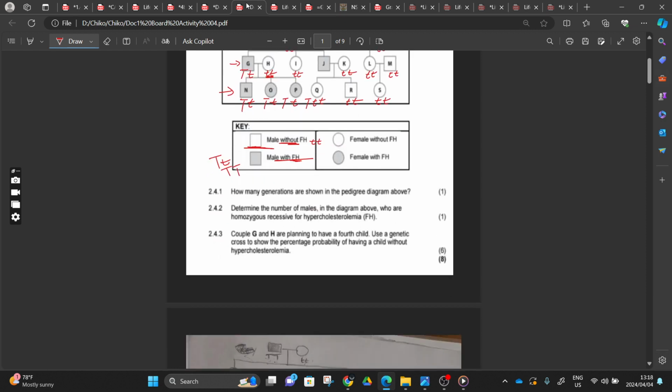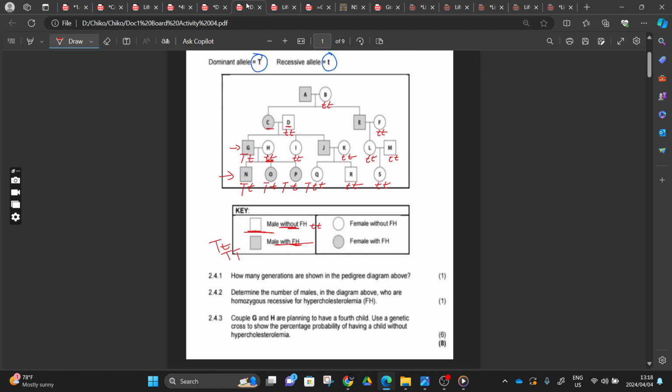And then the question was how many generations are shown in the pedigree diagram. Or they can also ask you what the diagram is. They can also bring different questions, right? And then the family one, we are seeing it for the second time, if not the third time, and then we can count them: one, two, three, four. Then 4 generations, right? And then number 1.4.2, determine the number of males in the diagram above who are homozygous recessive for hypercholesterolemia. Then we are going to say 1, 2, 3, those that are not affected, right?